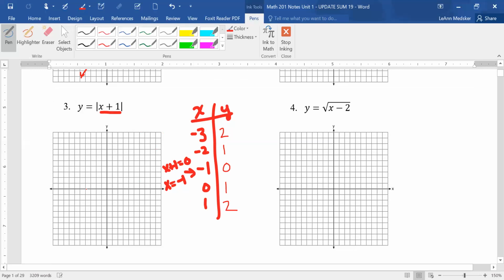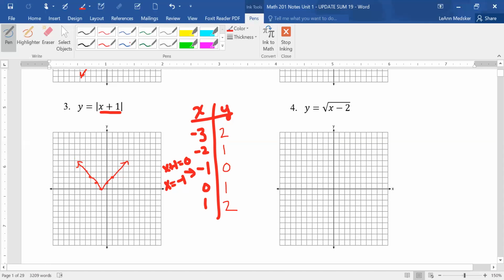So we get left 3 up 2, -2 up 1, -1 0, 0 1, and 1 2. Notice this graph has a V shape. Absolute value is a V-shaped graph. And if we didn't get the right set of points, we might miss this little turning point here. And say you'd only graph some points over here, you would think you have just a straight line. So it's very important to center that table if you can.